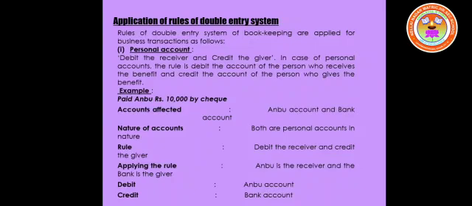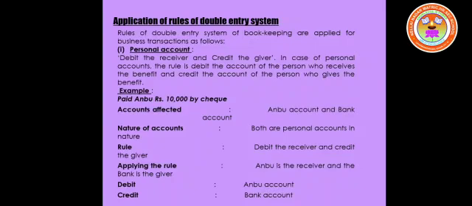Accounts affected here are Anbu account and bank account. Nature of accounts involved here: both are personal accounts. Personal account rule is debit the receiver and credit the giver. Applying the rule, when the business pays a check to Anbu, Anbu is the receiver of the check. So Anbu account must be debited.